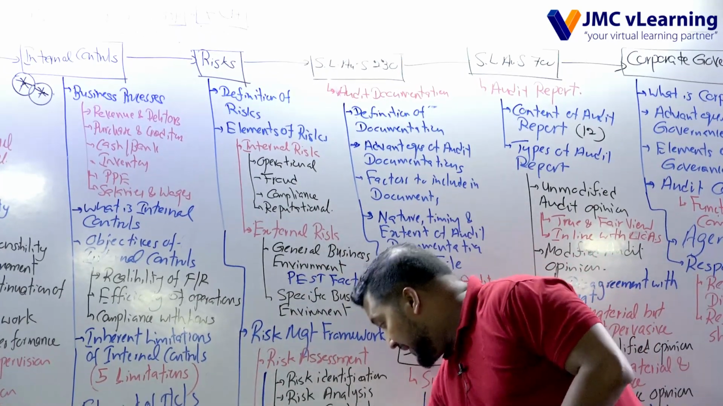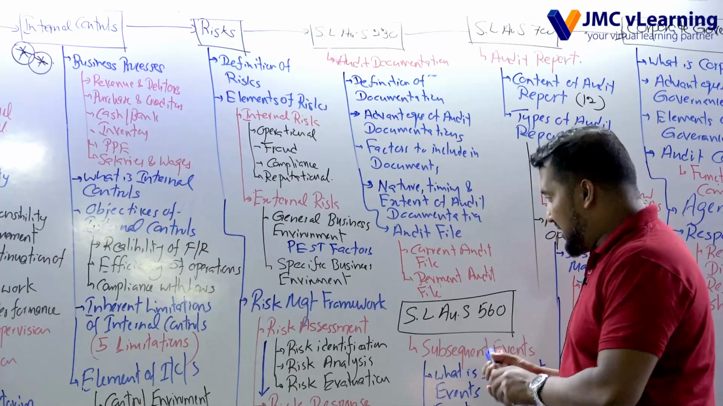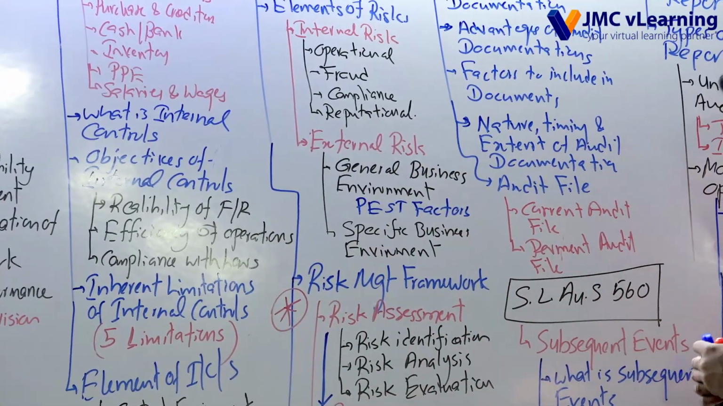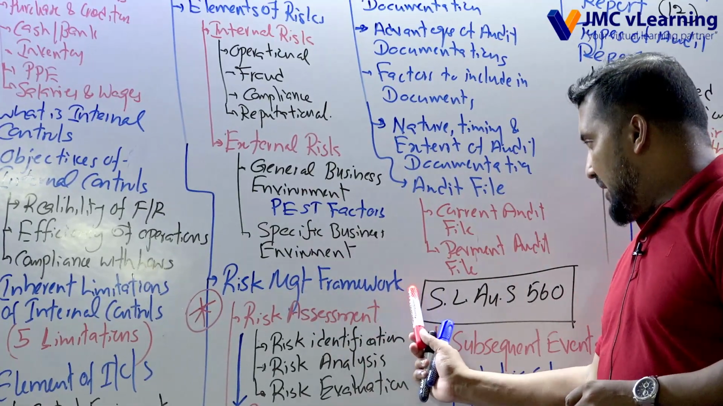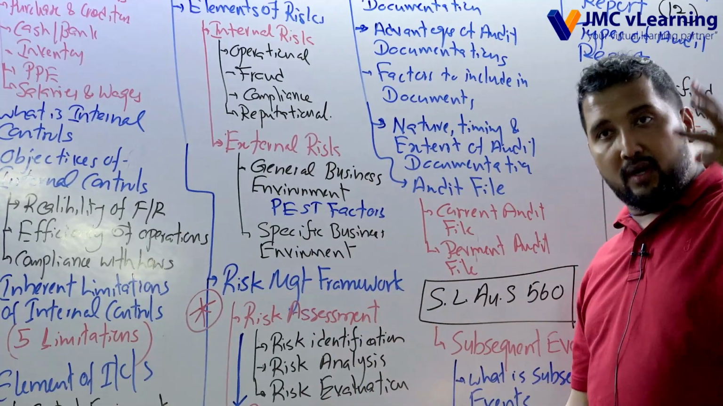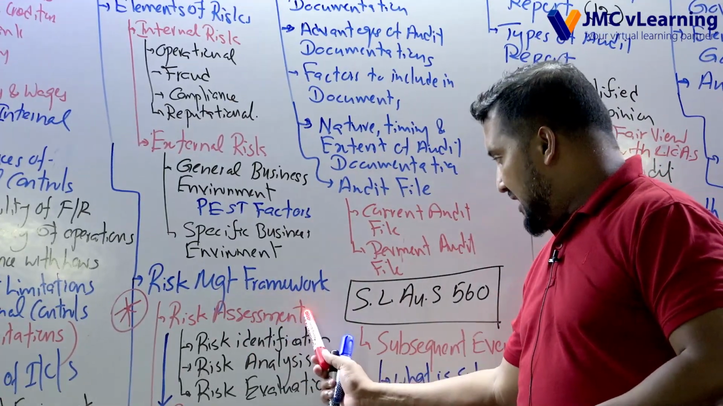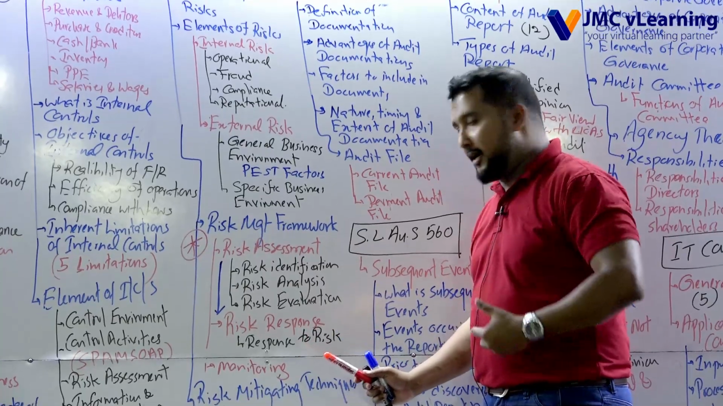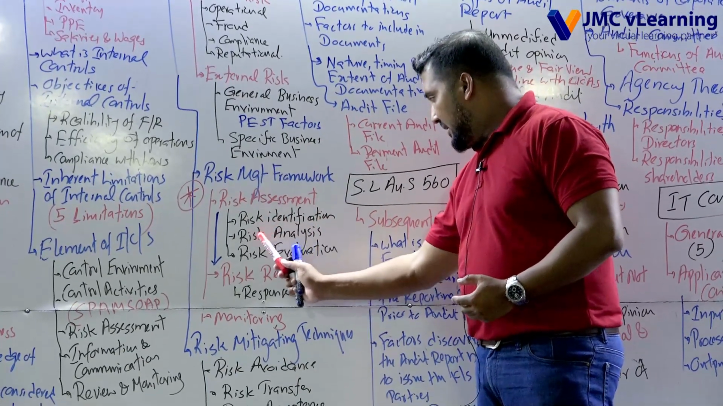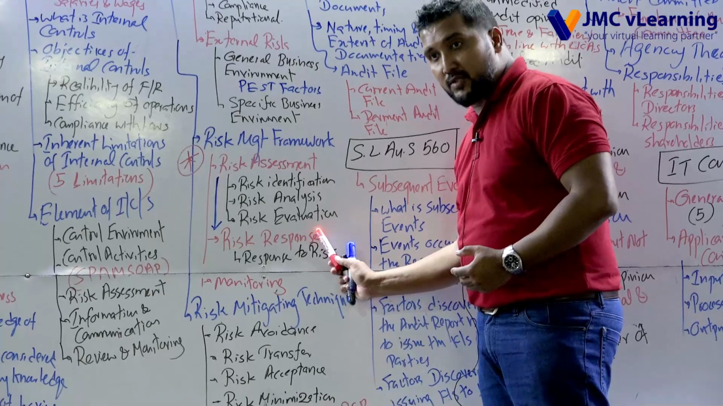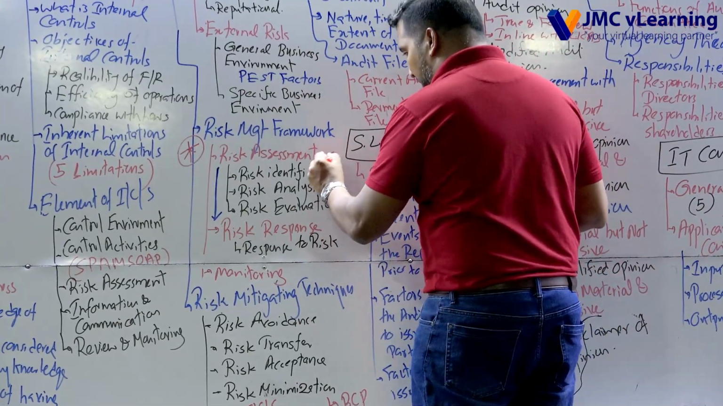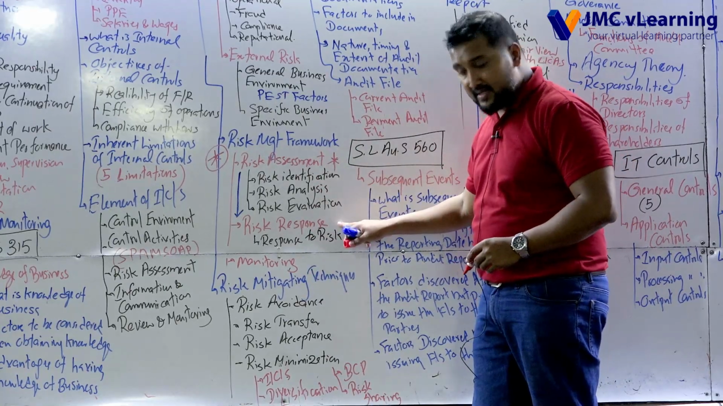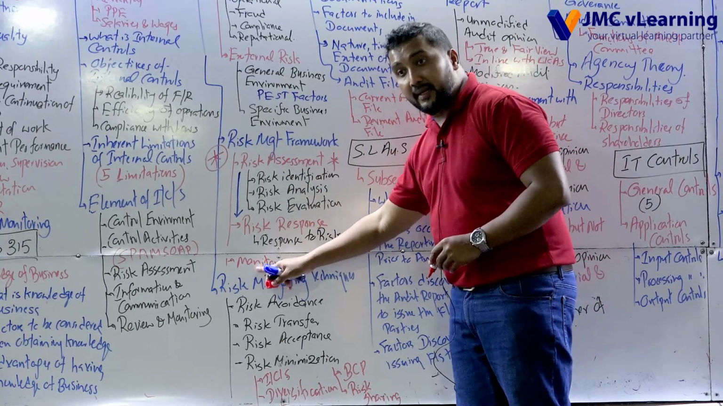Then we have the in-depth discussion with regard to the risk management framework, and this is one of the key areas which has been frequently tested in the exam as well. So when you look at the risk management framework, it is broadly categorized under 3: risk assessment, risk response and monitoring. Risk assessment is further subdivided into 3 categories: identification of risk, analysis of risk and risk evaluation as well. Once you have completed the risk assessment, then comes the second stage, which is the risk response, where you need to respond to the identified risk. Finally, you need to have proper monitoring and review as well.